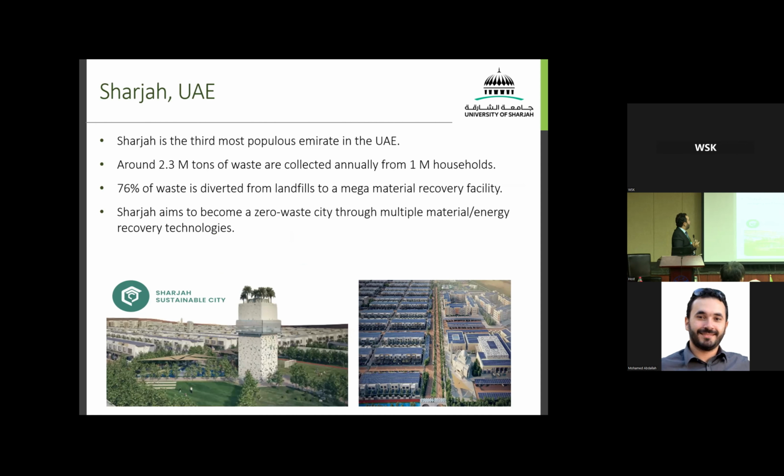So as I said, Sharjah is the third most populous, with 2.3 million tons annually. The claimed diversion rate right now is 76%, even before the waste to energy plant. Sharjah is the leading emirate in the UAE when it comes to waste management. The reason behind that is that they have a very famous company in the Middle East, BIA, which is very well developed. It started as a government company and then became privatized, and now it's a holding company. They aim to have Sharjah as a zero waste city by 2050.